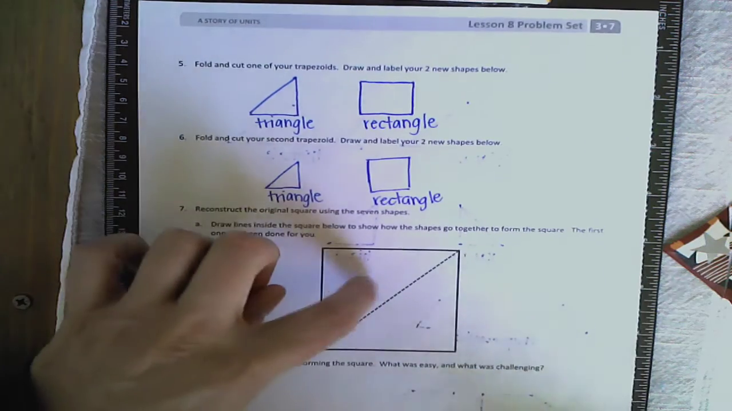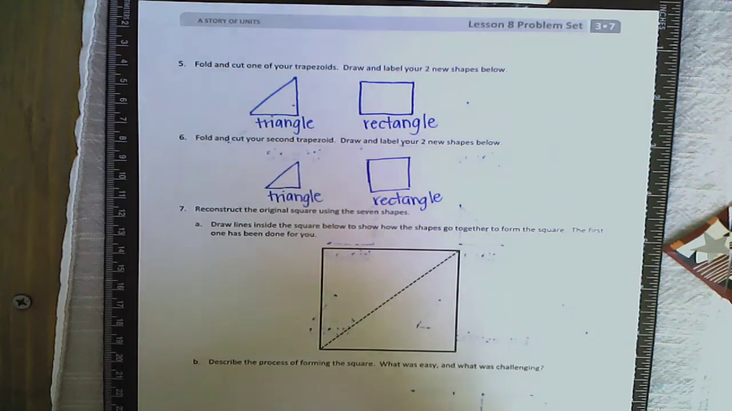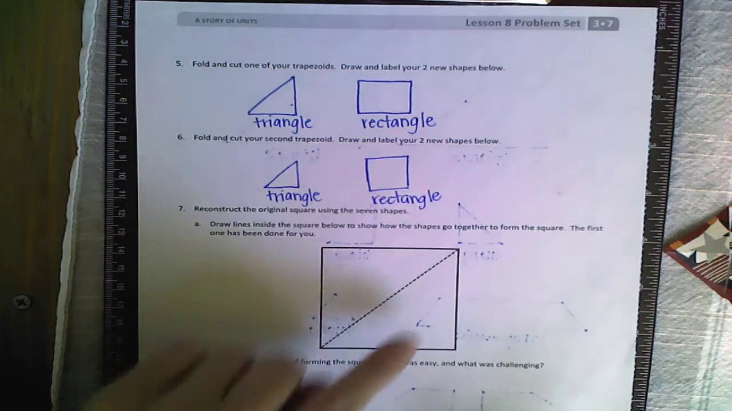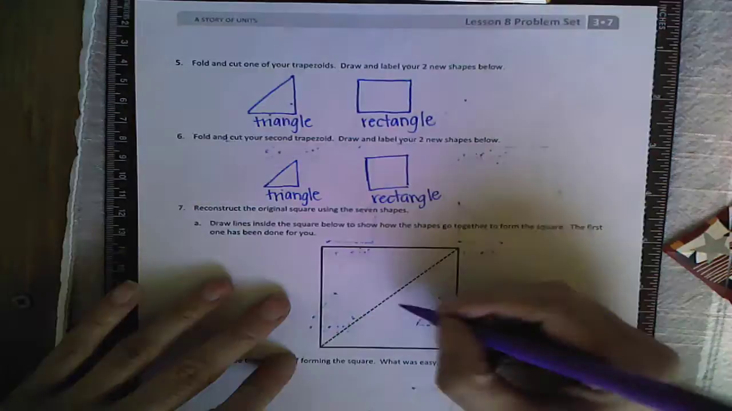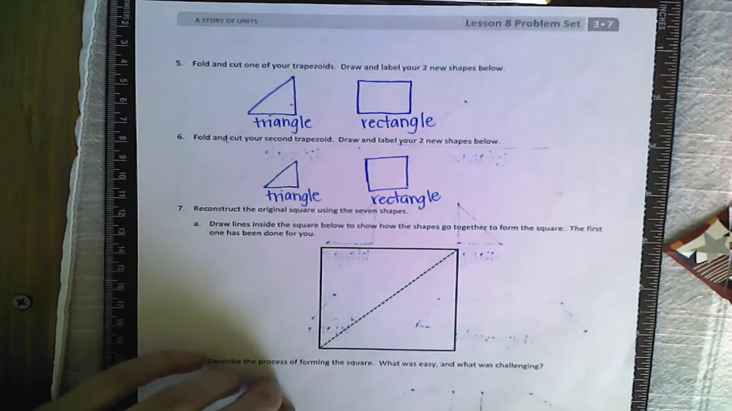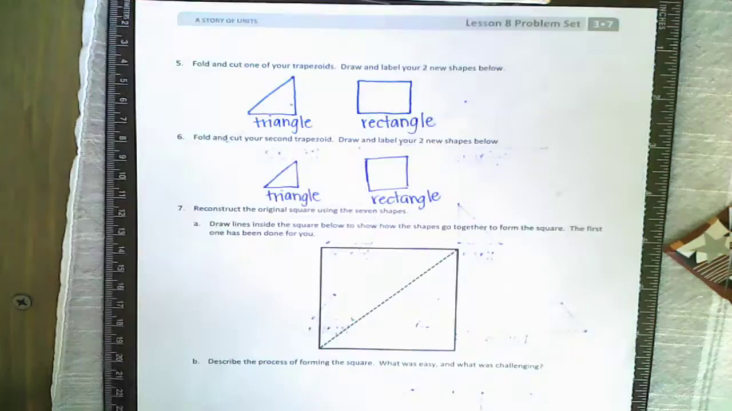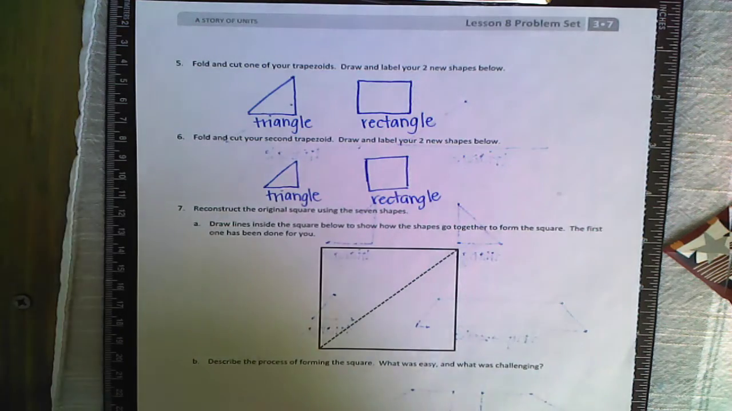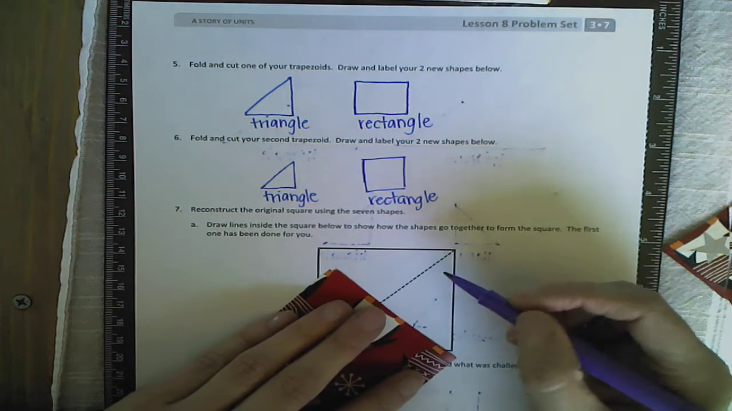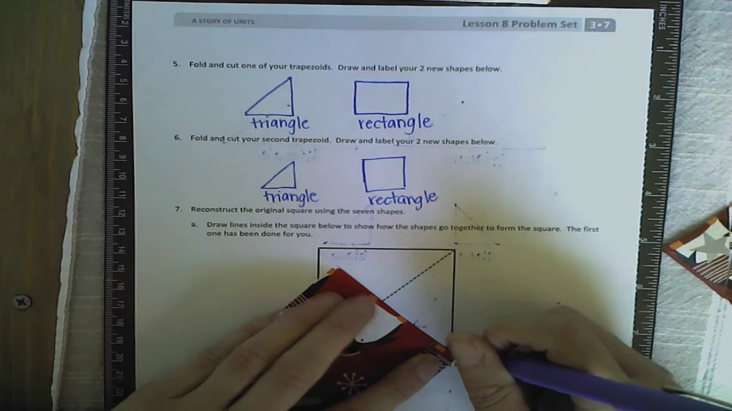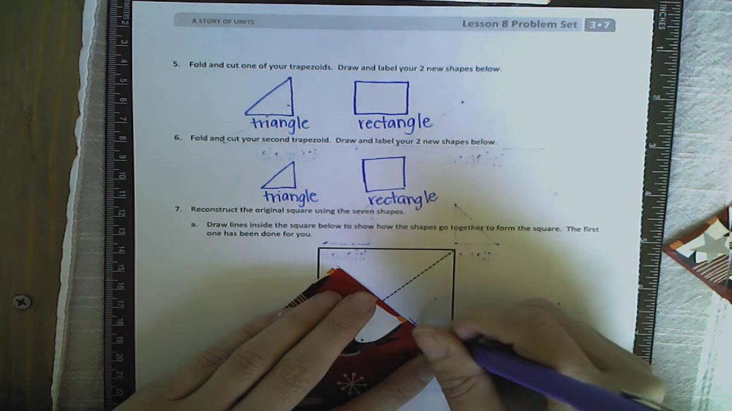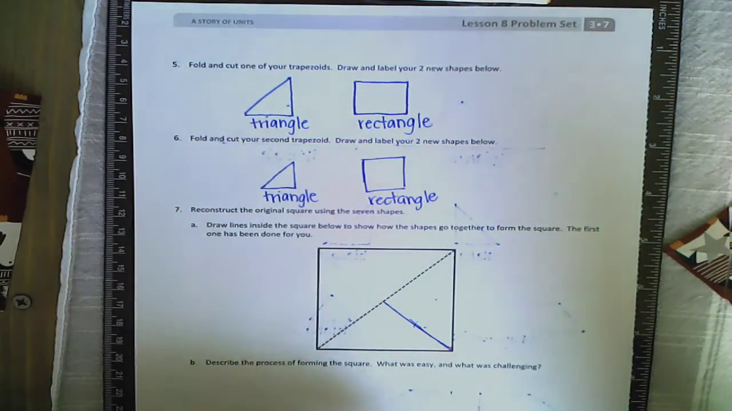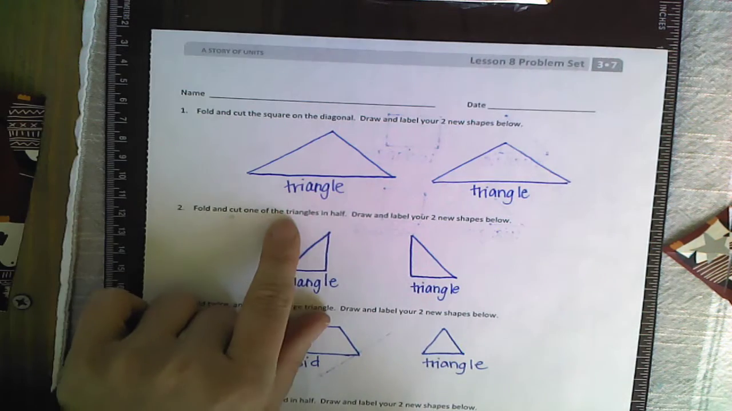So now I'm going to fill in my blanks. It says that the first one is done for you. So first we cut this in half, and then we cut this one in half. Straight edge. I'm going to use some of my leftover wrapping paper. I just want to make sure that this line right here is pretty straight, as I don't follow the line at all. There we go. What do we do next? I'm going to flip over because I don't remember. Fold and cut one of the triangles in half. Okay. Oh, I did that.